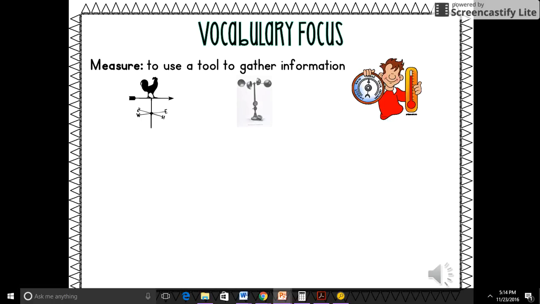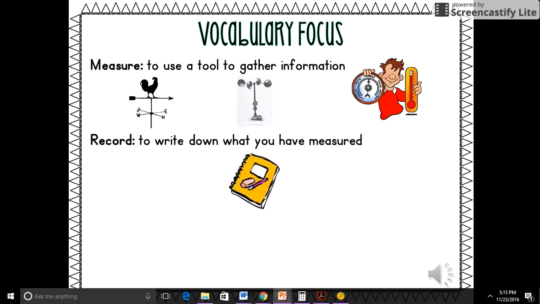When we are measuring something, we are using a tool to gather information. You can see a weather vane, an anemometer, and you can see a little guy on the end holding a tool that shows how windy it is, and a thermometer to show how hot or cold it is. The second word is record. When you record what you've learned, you're writing down what you measured. So in this case, you would be writing down the weather information.